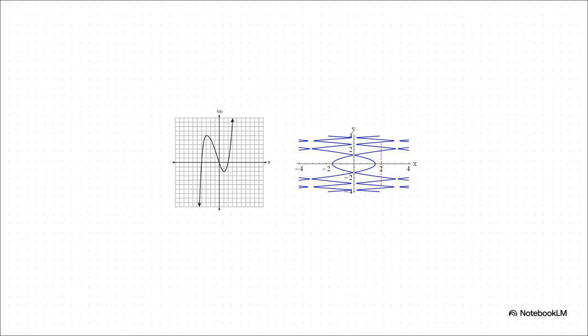The graph on the left, it passes the test. No matter where you draw a vertical line, it only ever hits the curve one time. This is a function. The graph on the right, though, fails spectacularly. A vertical line can hit it in lots of places. That means one input would have multiple outputs. It's a broken machine. It's a relation, for sure, but it is not a function.